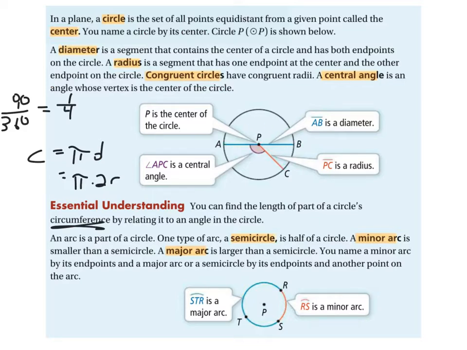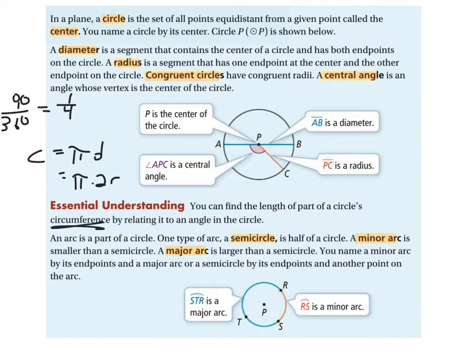Now, a minor arc is smaller than a semicircle. If you were going from, let's say, here R to here S, you're going less than 180 degrees, right? So that's a minor arc. Now you could go from that same point all the way around the long way like that, and you have a major arc.